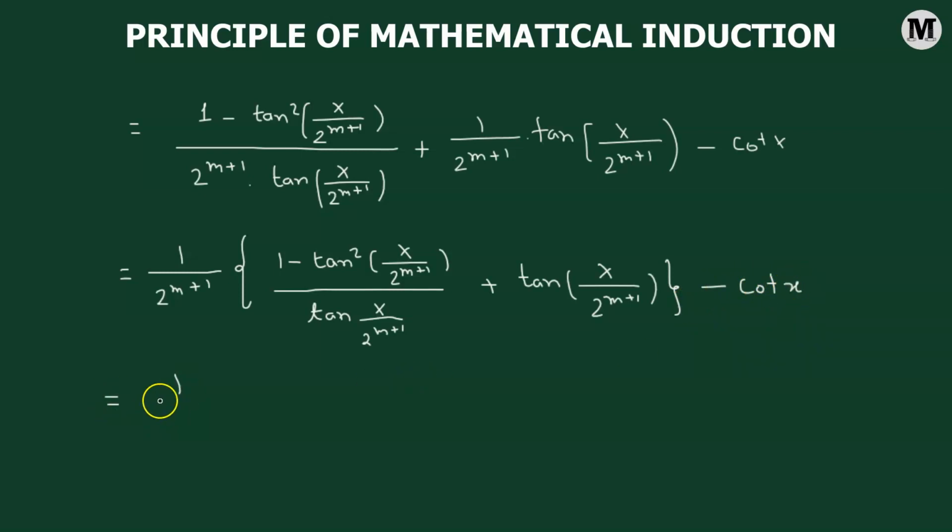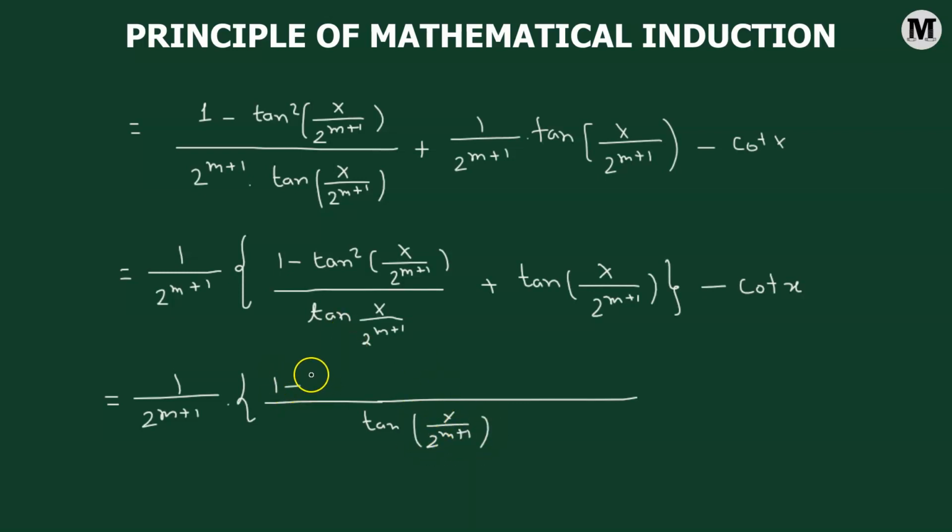Fine. So this is going to be equal to 1 over 2 raised to the power of m plus 1. We can combine them with the common denominator. So that's going to be tangent of x divided by 2 raised to the power of m plus 1. Fine. In the numerator, we have 1 minus tangent squared of the angle x over 2 raised to the power of m plus 1 plus. So this denominator is going to get multiplied with the numerator to give us tangent squared of x over 2 raised to the power of m plus 1. And we have the remaining term, which is negative cotangent of x.